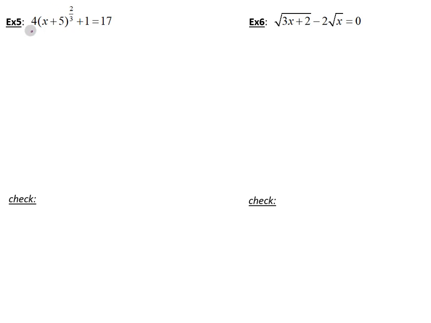Okay, example 5 here might be a good one for you to try out. See if you can get this quantity isolated, right? That's got our fraction exponent. Raise each side to the reciprocal power, solve for x, and check it. Okay, pause the video now, try it out, and then we'll move on to number 6, which we'll do together.